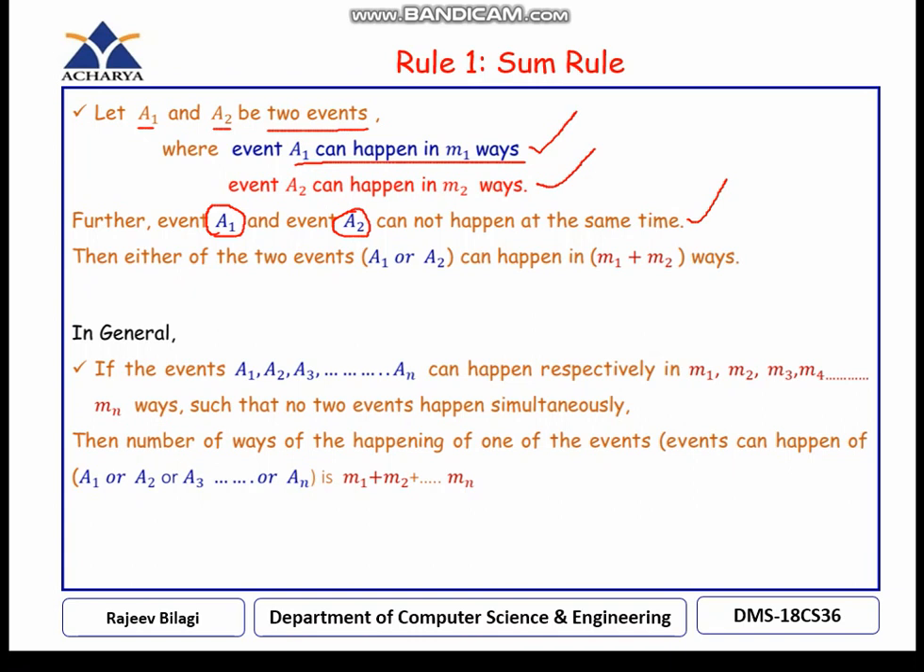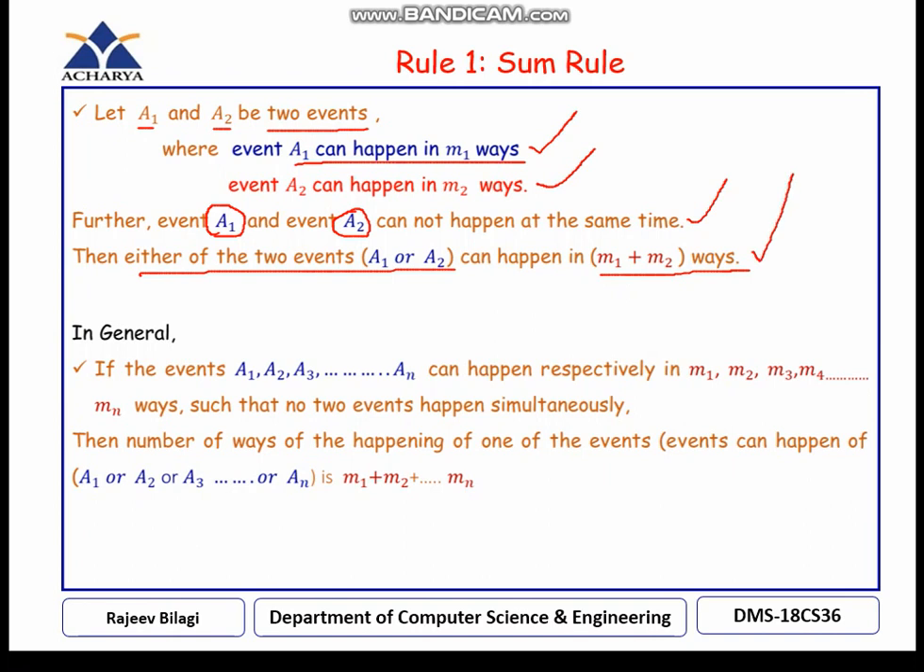So then either of the two events, A1 or A2, can happen in m1 plus m2 ways. So without happening at the same time, either of these two events A1 or A2 can happen in m1 plus m2 ways. So this is what the sum rule is.